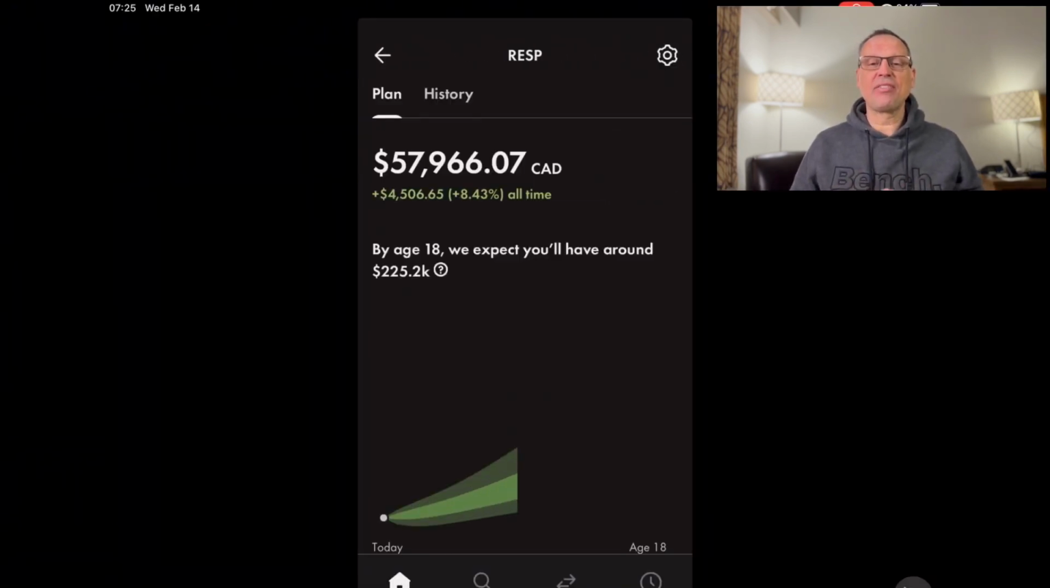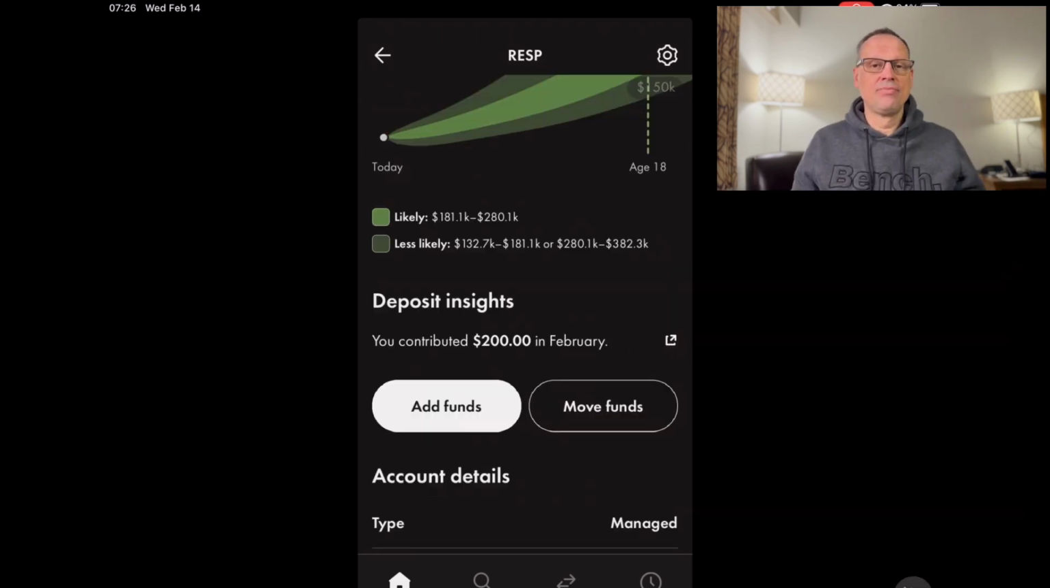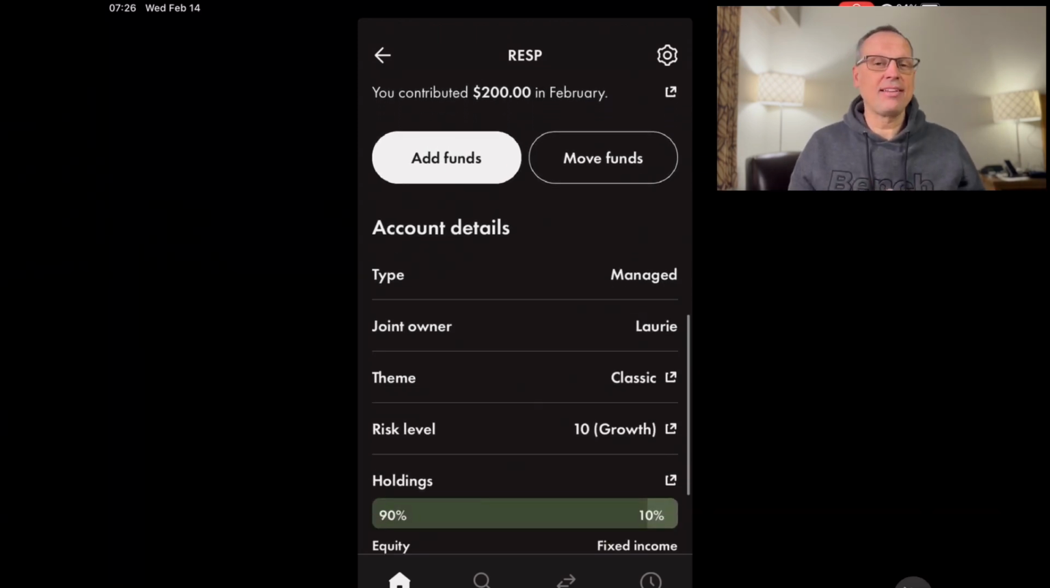All right, so we're going to look at my kids' RESP. Right now, it's at $57,966. Now, we've had this account since the kids were really young and started putting money into it right away so we could take advantage of those government grants. And we do make regular contributions to it every month to take advantage of the grants, both the federal grants and the provincial grants. Now, this account is set up for a 90-10 split.